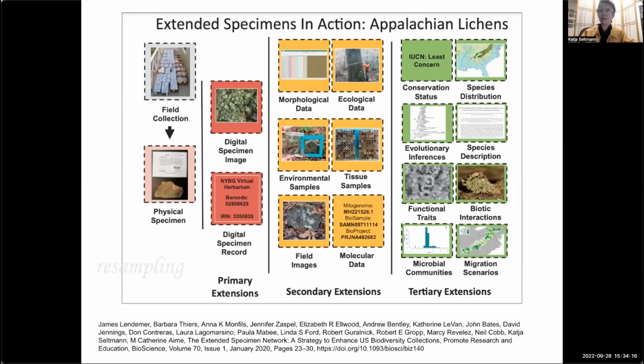The extended specimen was obvious in the California Phenology Thematic Collection Network with their trait work, and the Parasite Tracker TCN, also with biotic interaction. So here we have a diagram of what is thought of as the extended specimen, from the physical specimen to the primary digital record, secondary extensions such as morphological and ecological data, and tertiary extensions such as biotic interactions.